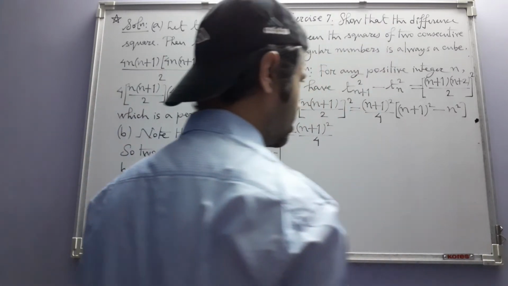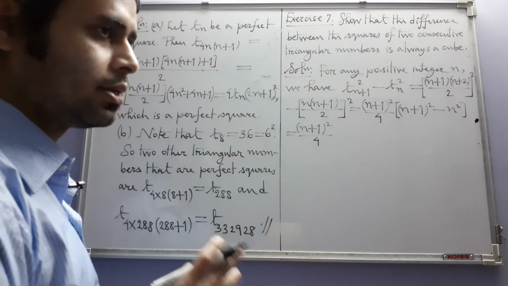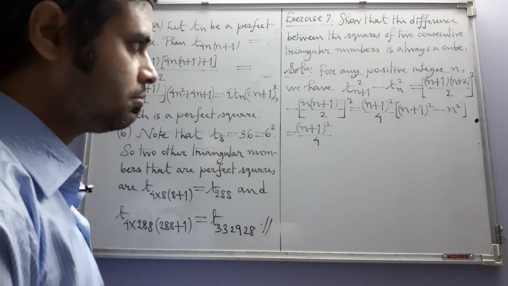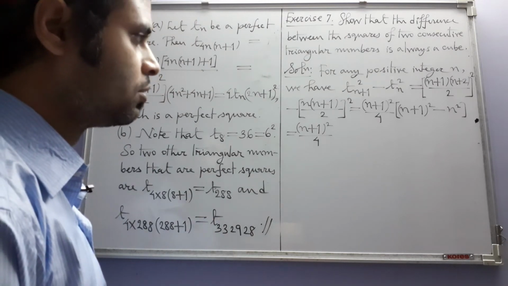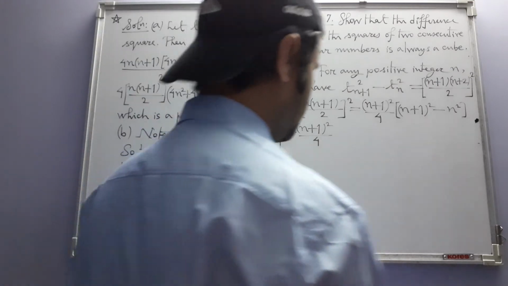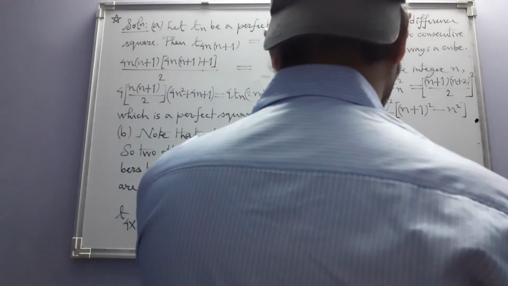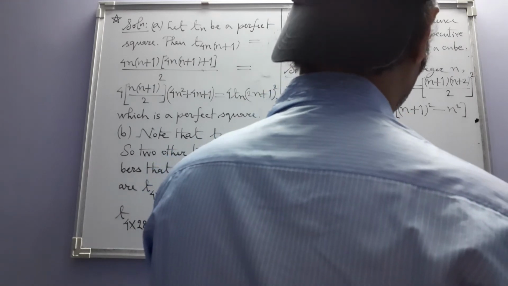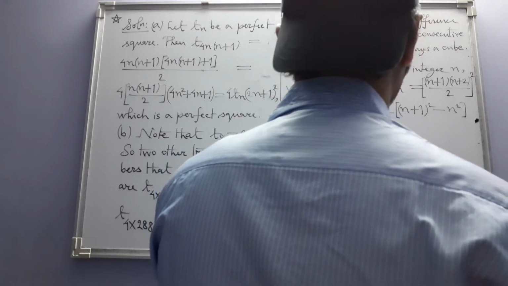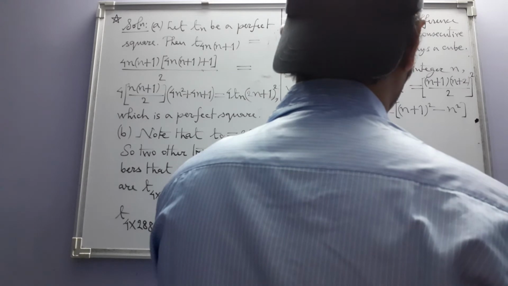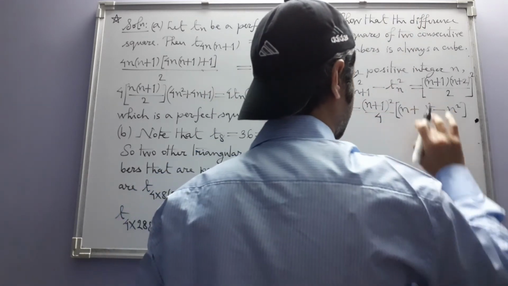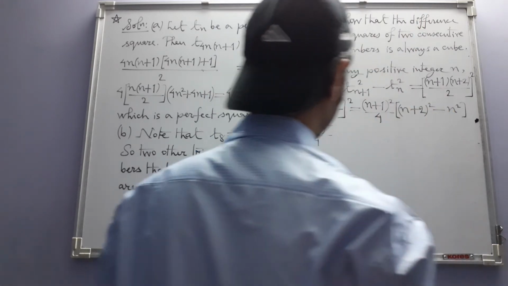And this gives us what? n square plus 2n plus 1. Oh, what? Have I made a mistake here in taking the term outside? n plus 1 whole, oh sorry, what the hell? n plus 2 whole square.